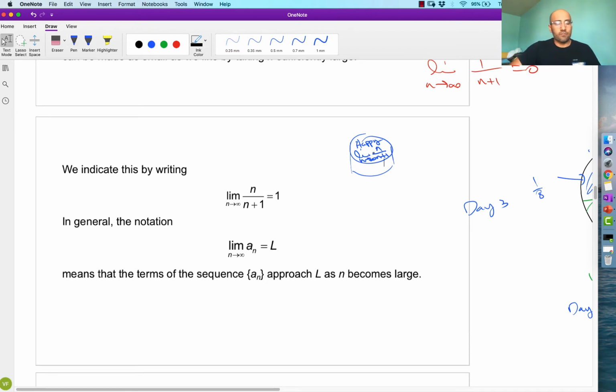Okay, so in general, we can say that the limit is capital L. That's the notation style we like to adopt to indicate if this limit exists as n goes to infinity.